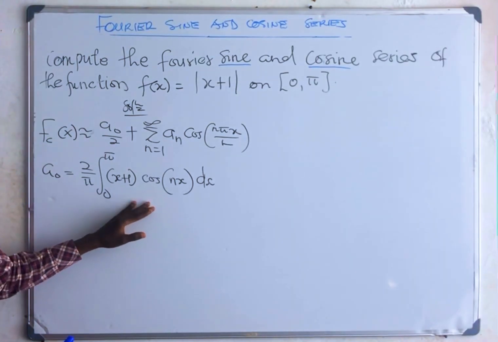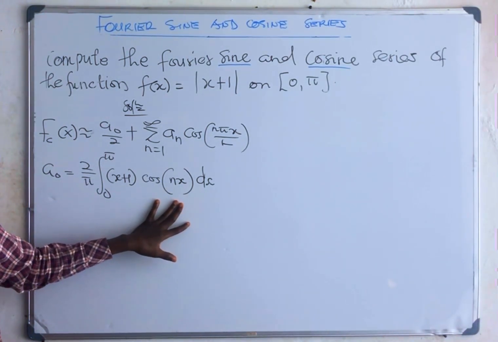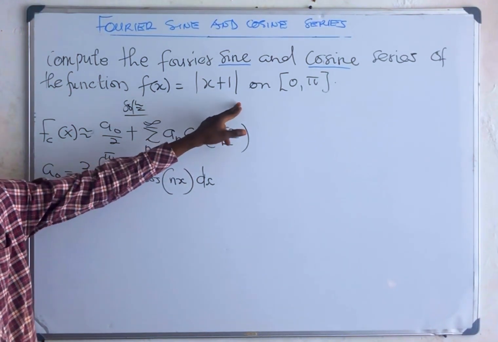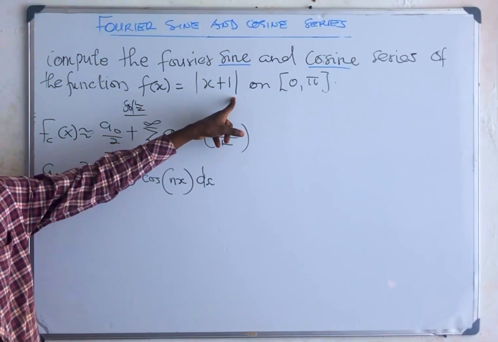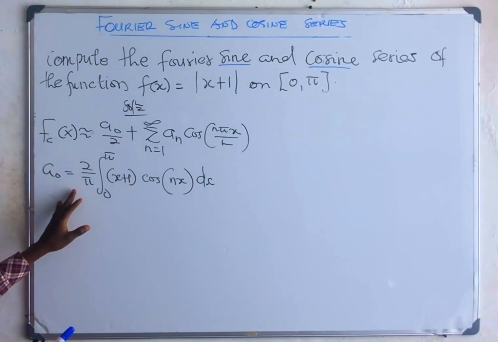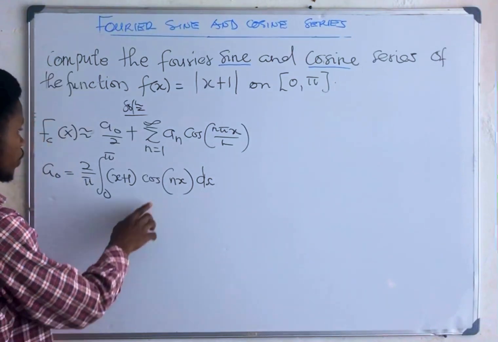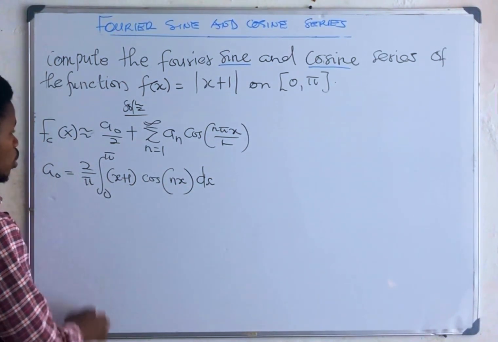Someone might say that this is odd function, but it's not treated as odd because of the absolute, okay? So it's not treated as odd function. So you should take note of that. Now, oh sorry, I don't need to bring the cos nx because this is a naught.